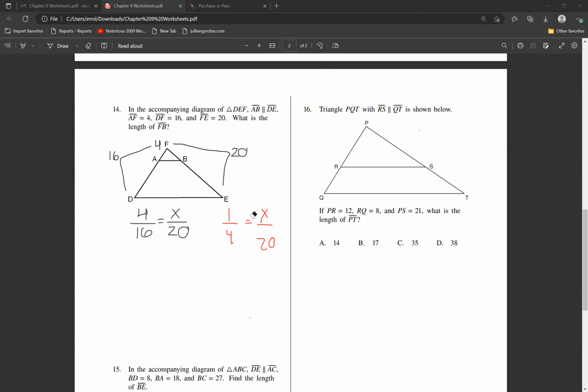All right. Cross multiply this one. There you go. X equals. There you go. You're on your way. You're on your way to an A, Jalen. Yes. You're on your way to an A. Just keep putting the work in. Okay. That's 14. Okay, 15.